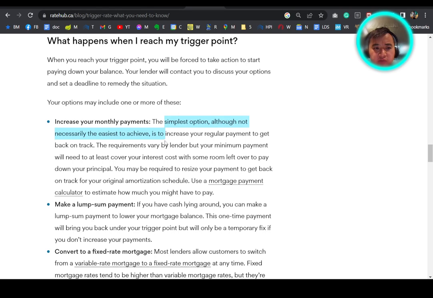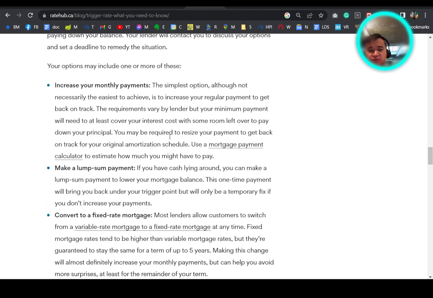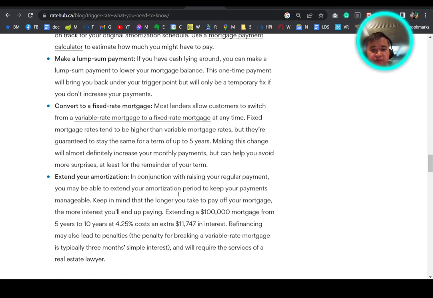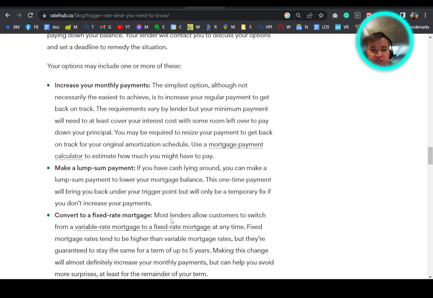Another thing you can do is increase your monthly payments. As a result, you at least pay off the interest every month. You might not be paying off the principal too much, but the bank might force you to do this. These options will be provided to you by your lender, and not all options will be available. Maybe you can't extend your amortization. You need to check your contract.